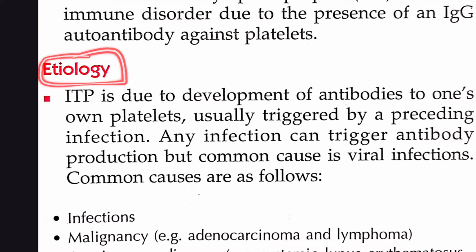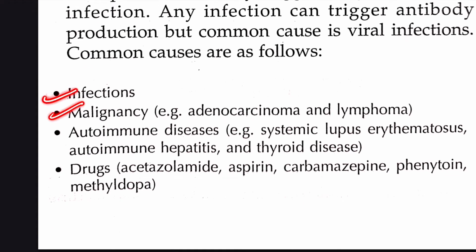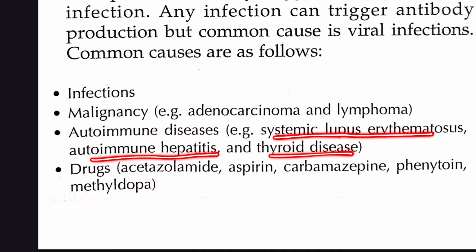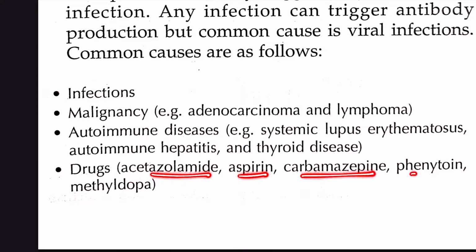Etiology: ITP is due to the development of antibodies to one's own platelets, usually triggered by a preceding infection. Any infection can trigger antibody production, but a common cause is viral infections. Common causes are as follows: infections, malignancy, which is adenocarcinoma and lymphoma, autoimmune diseases, for example, SLE, autoimmune hepatitis, and thyroid disease, drugs such as acetazolamide, aspirin, carbamazepine, phenytoin, and methyldopa.